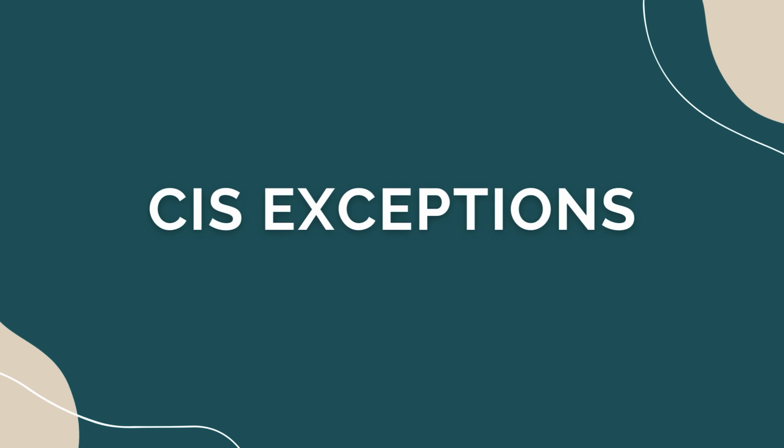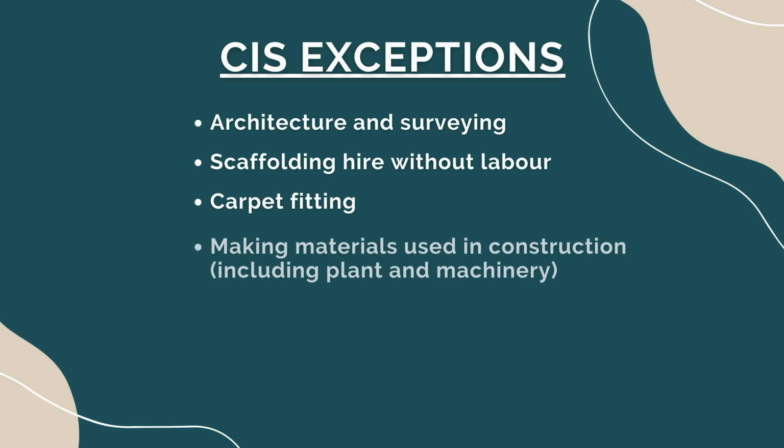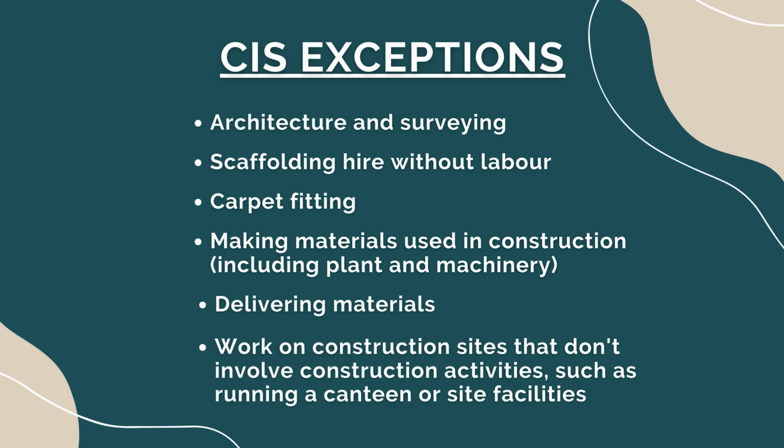CIS exceptions. Not every business involved in construction needs to register for CIS. There are exceptions, and you might be exempt if you engage in specific jobs, such as architecture and surveying, scaffolding hire without labour, carpet fitting, making materials used in construction, including plant and machinery, delivering materials, work on construction sites that don't involve construction activities, such as running a canteen or the site facilities.